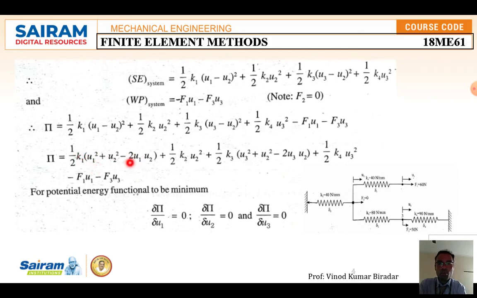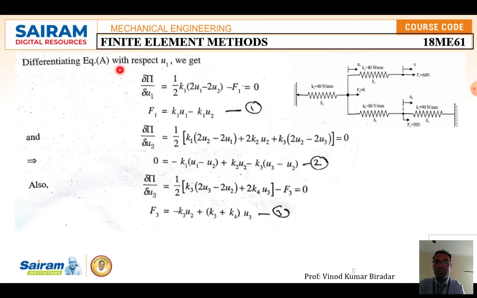So what is the condition? How many displacements are there here? Three are there. So differentiate one by one. The condition is dou pi by dou u1 equal to 0, dou pi by dou u2 equal to 0, and dou pi by dou u3 equal to 0. Differentiating with respect to u1, you are going to get the first equation, that is force 1. If you differentiate with respect to u2, you get the second force equation. If you differentiate with respect to u3, you get the third force equation.